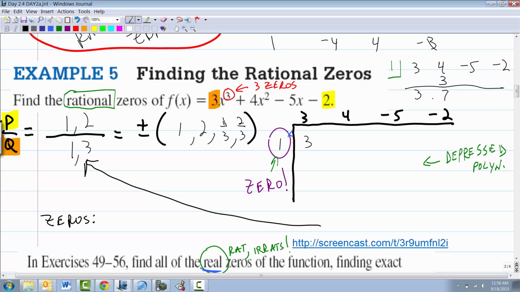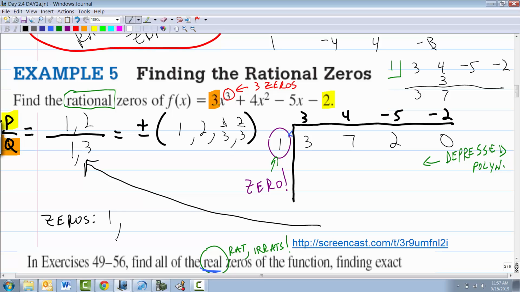See, I have faith in my students that they can do this. 1 times 3, 3, 3 plus 4, 7. They can hold that in their mind just for a second and actually just do the adding. I hope I'm right. 1 times 7, 7. 7 plus negative 5 is what? I have faith in you. Oh, are you excited? 1 times 2 is 2. 2 plus negative 2 is what? Well, I'll be darned. The book was nice. What do the directions say? Find the rational zeros. So one of them is 1.